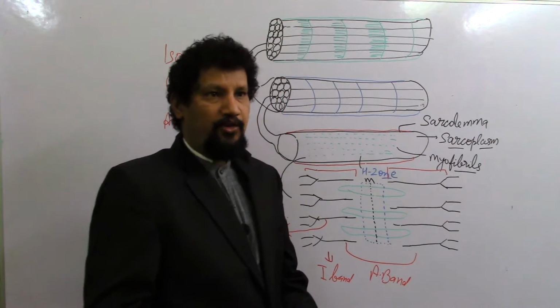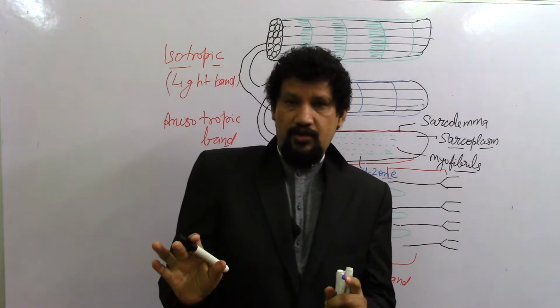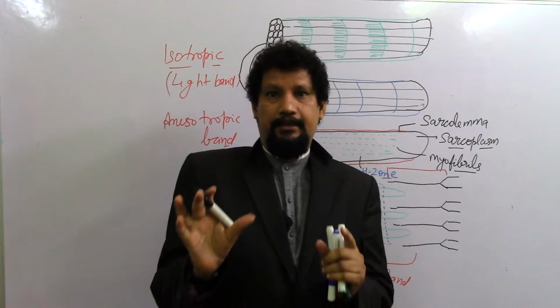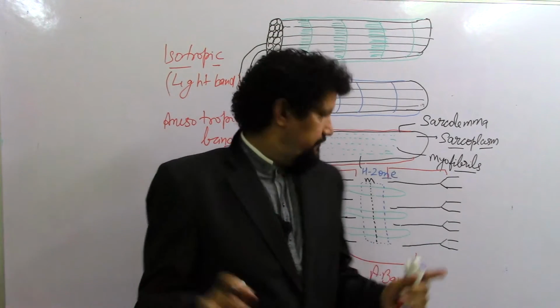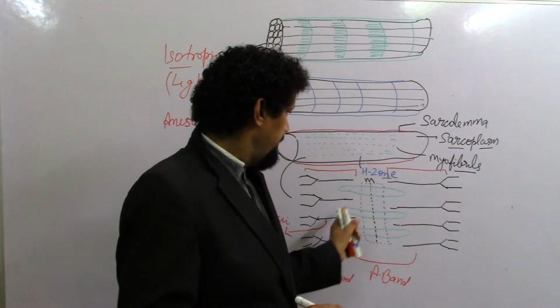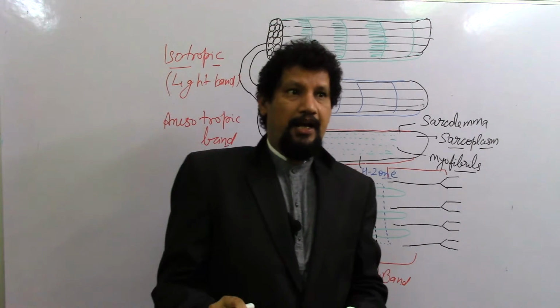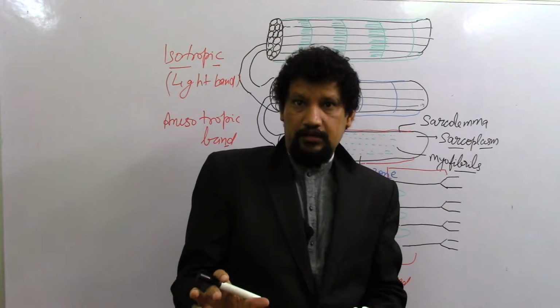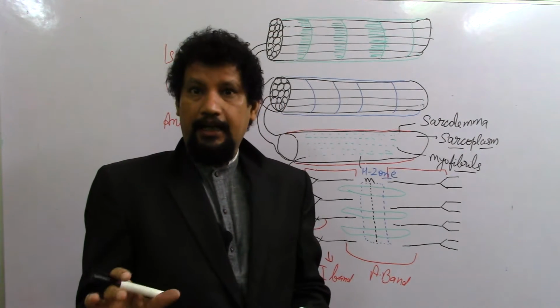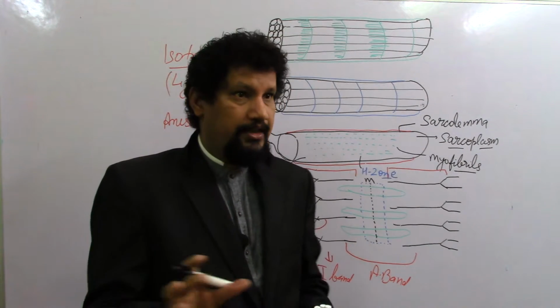The central part of the H zone is comparatively lighter than the rest of the A band, and the central part of this H zone is comparatively darker and known as the M line.